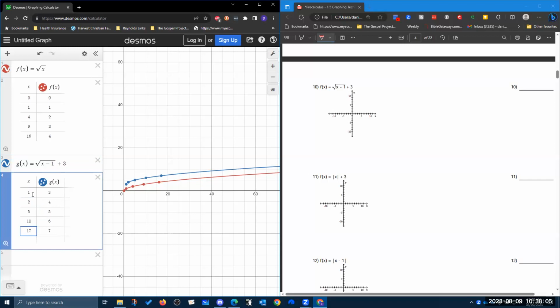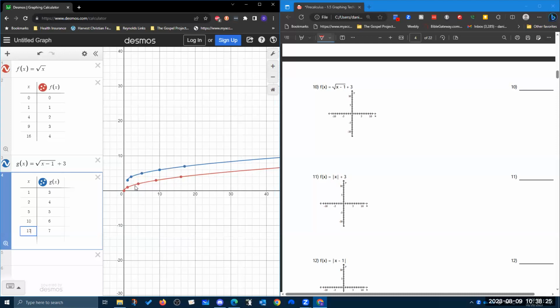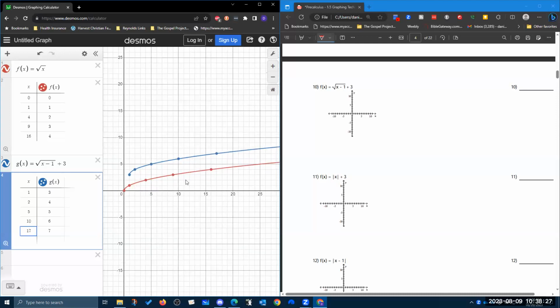And when I've done that and shifted each of my x values 1 to the right, I've shifted all of my y values up by 3. I think you can see that in the table. And I think that you see that on the graph that I went right 1 and up 3 on each of these points. And they stayed with the same shape. The red function transformed to the blue function. And I can see it shifted horizontally and vertically there.